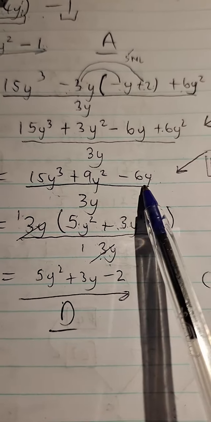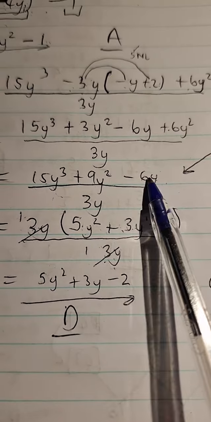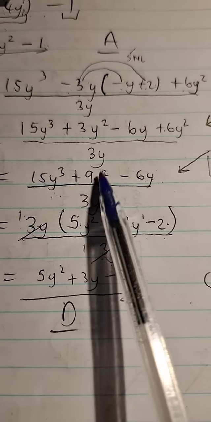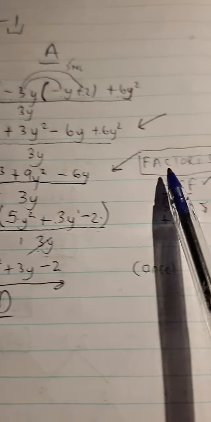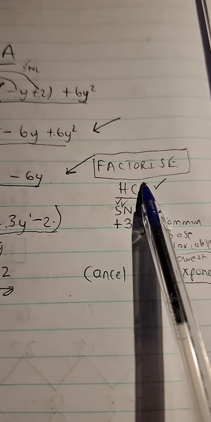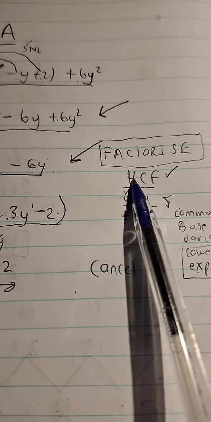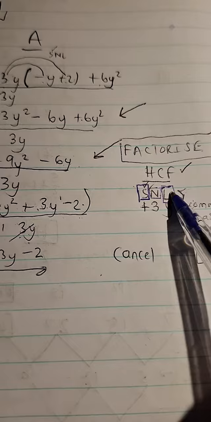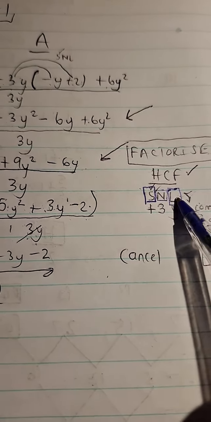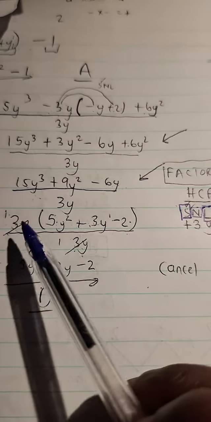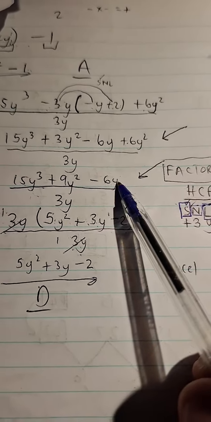So when we factorize, we first ask ourselves, how many terms do we now have in the numerator? We still have 1, 2, 3 terms. Then we ask, to factorize, do we have a highest common factor, a HCF? We call that the highest common factor: the sign, number, letter that you need to take out so that you can factorize this 3-term expression.